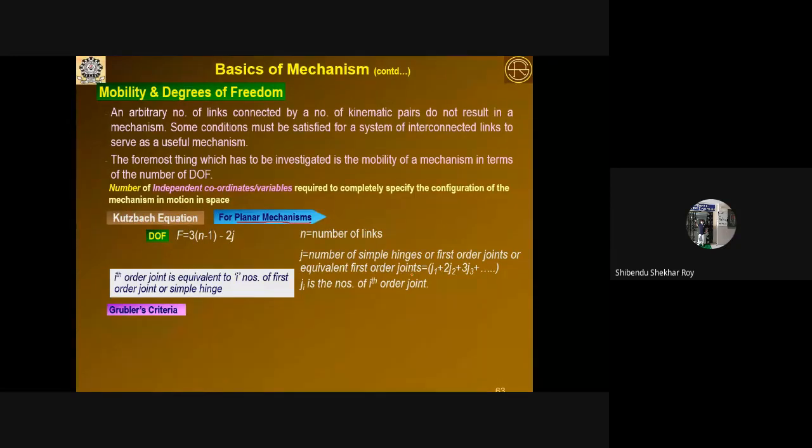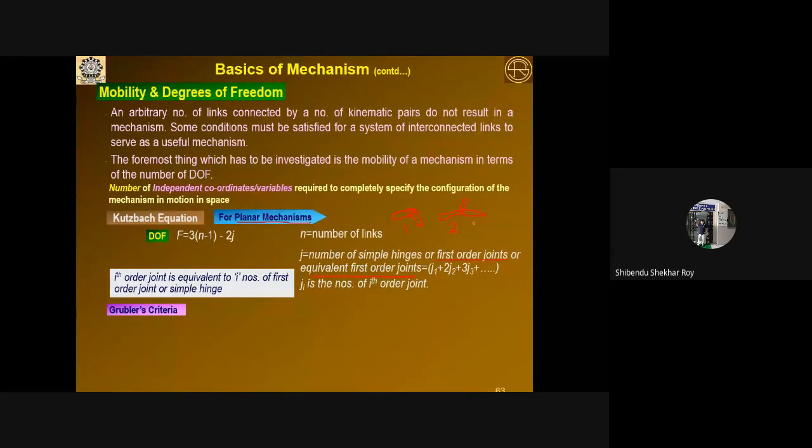Now, as you know, a particular joint may be first order. If it is a first order joint, then the number of links connected at that joint is 2 and the degrees of freedom equals 1. Clear? Now, J is the number of first order joints or equivalent first order joints. What do you mean by equivalent first order joint? Let us say a second order joint. A second order joint is one where 3 links are connected at a particular joint.